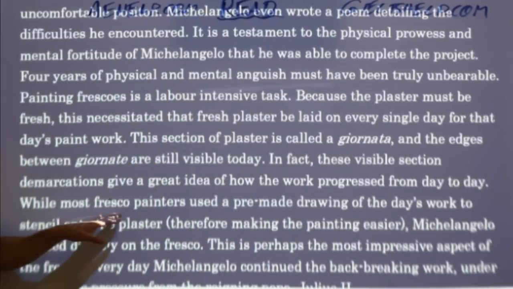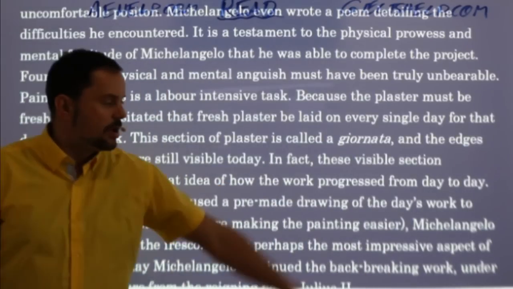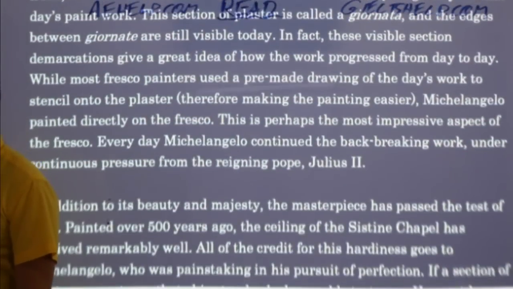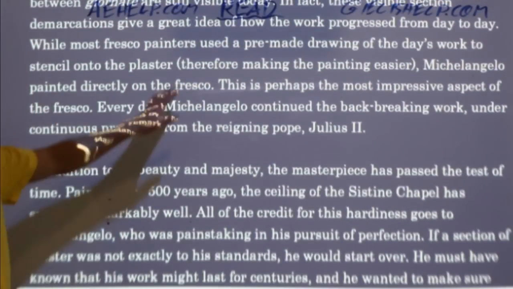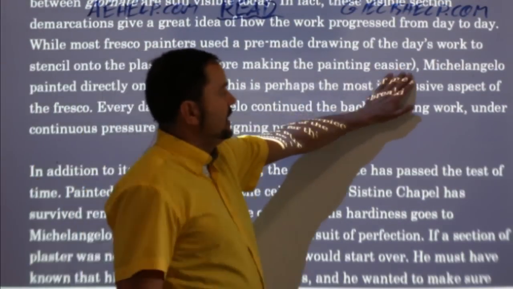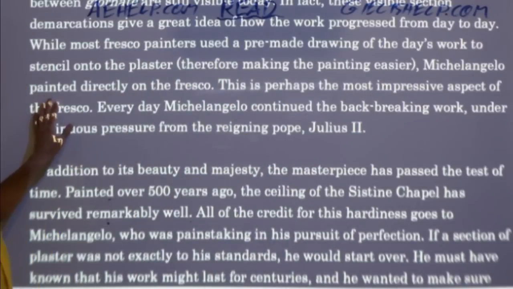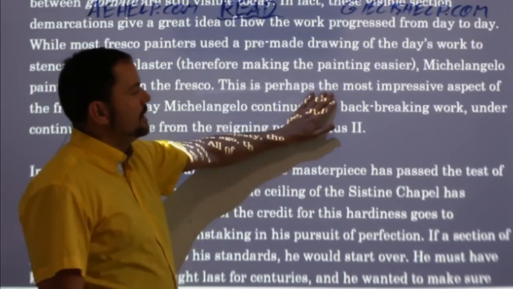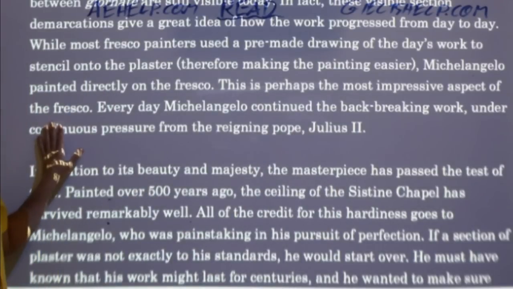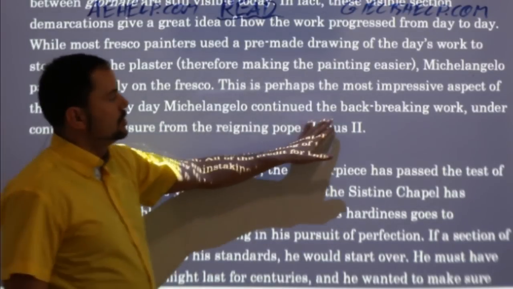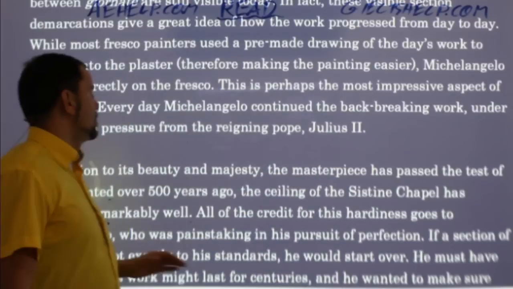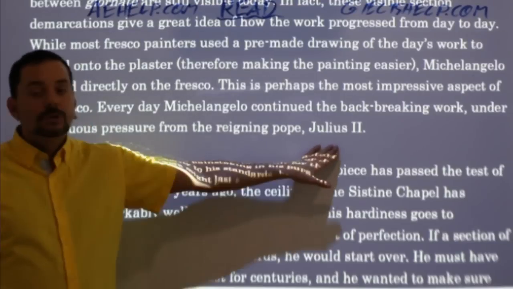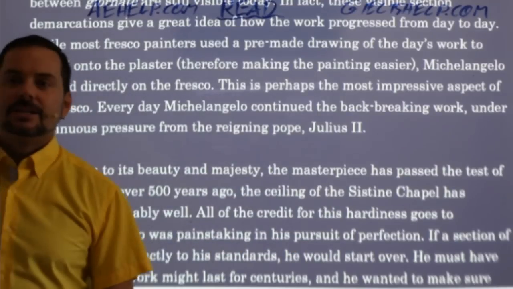While most fresco painters used a pre-made drawing of the day's work to stencil onto the plaster, therefore making the painting easier, Michelangelo painted directly on the fresco. This is perhaps the most impressive aspect of the fresco. Every day, Michelangelo continued the back-breaking work under continuous pressure from the reigning Pope Julius II.